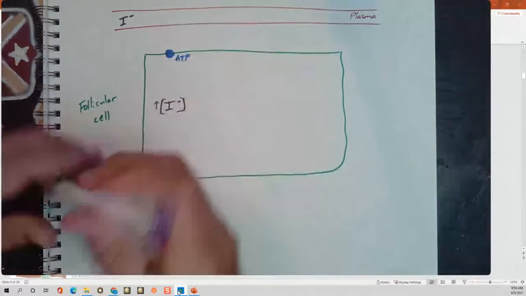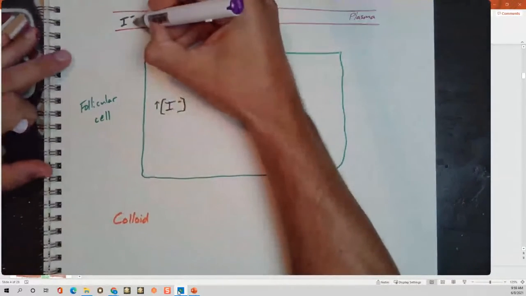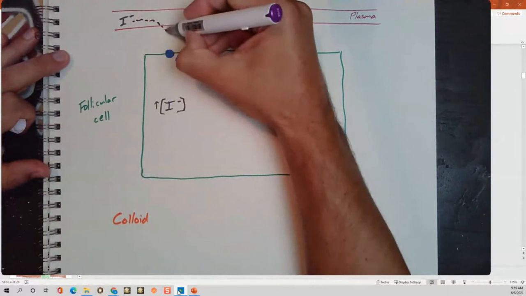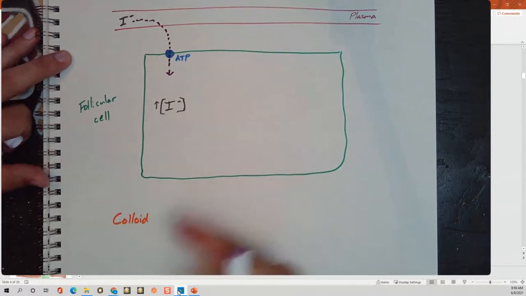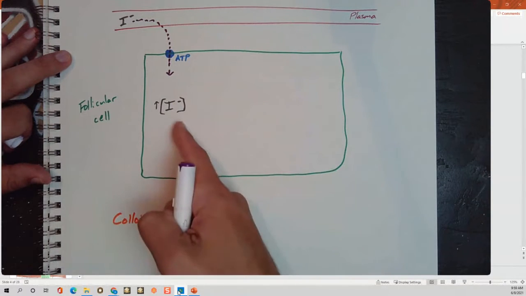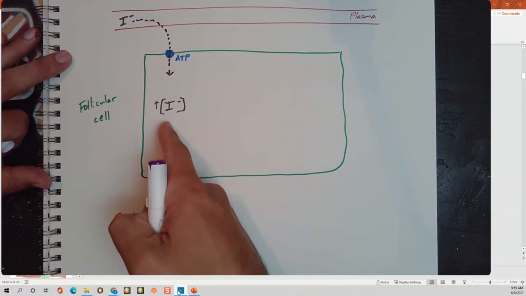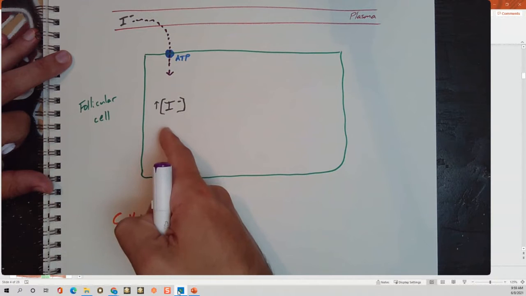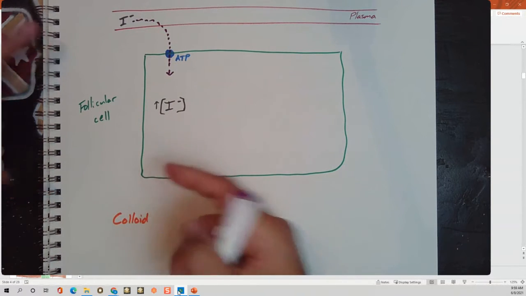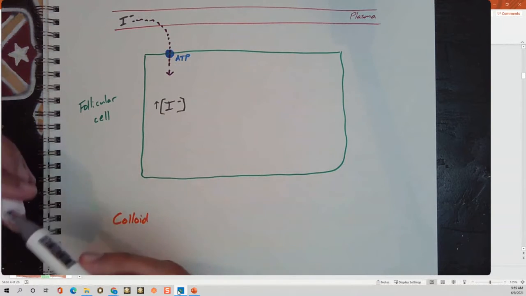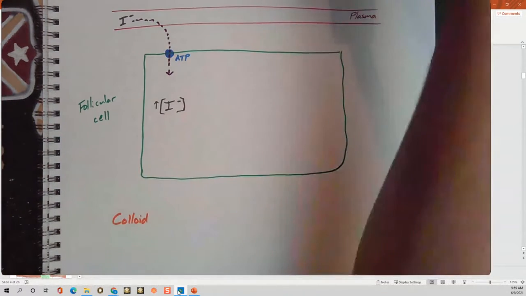Well, now that we got an ATP transporter here for iodide, iodide can be actively transported into this cell. And it's going to continuously get pumped out of the blood into the cell, which is going to do what to the concentration of iodide inside this cell? Increase, decrease, no change. Lovely. Perfect. Well, cool.